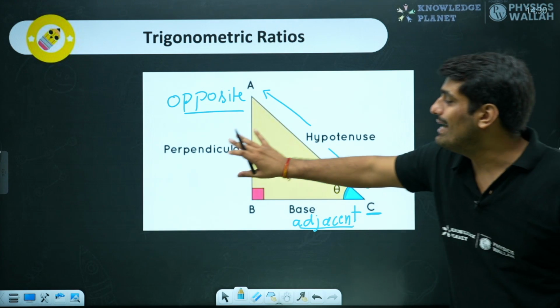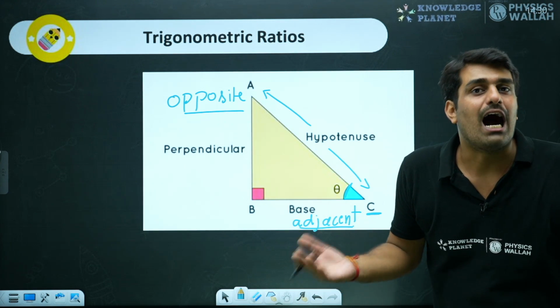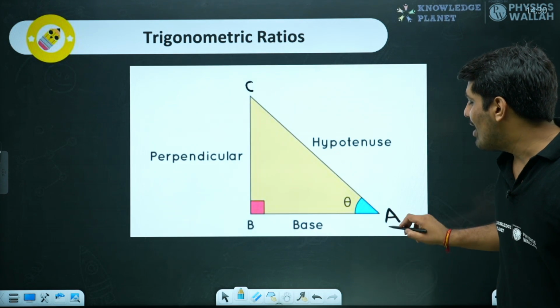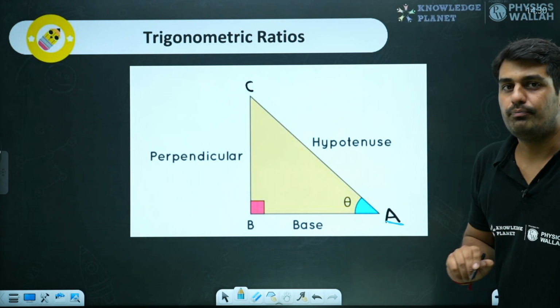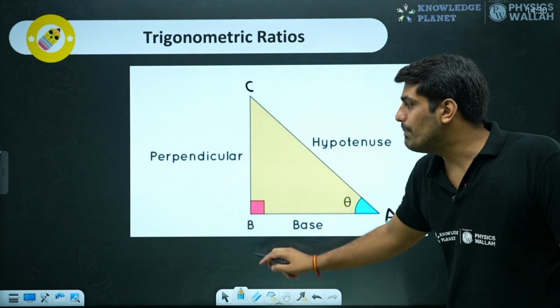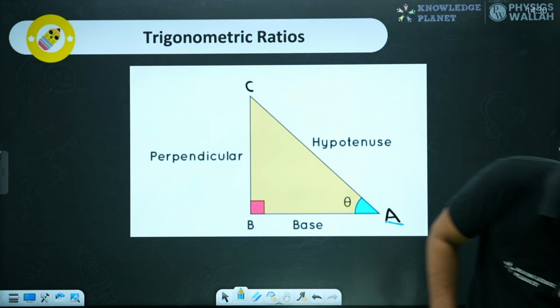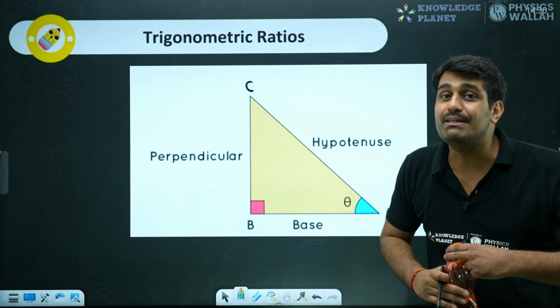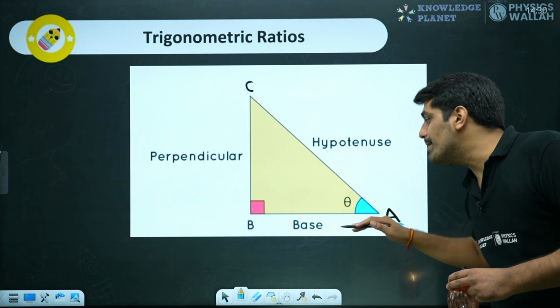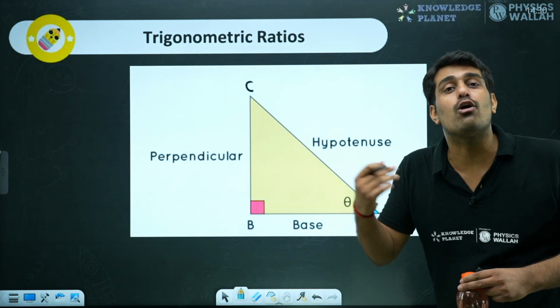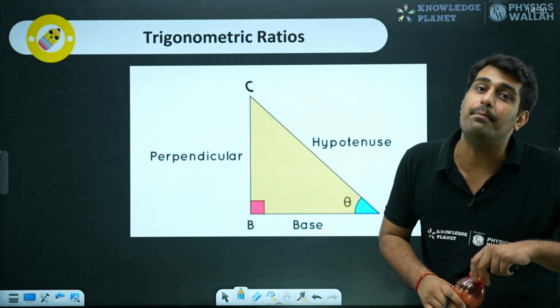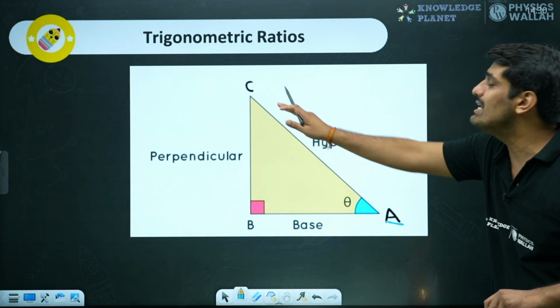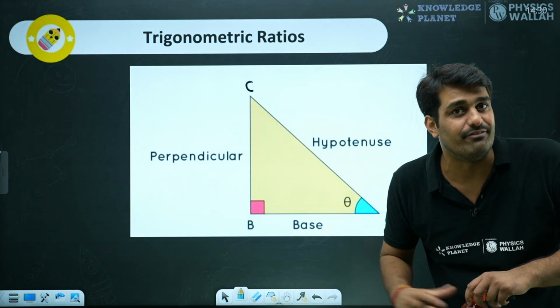Now this perpendicular and adjacent side might change. How? Look over here. Now I am standing at point A. Look at the perpendicular. The perpendicular earlier was AB, now it is BC. So what changed? The viewing point has changed. According to the viewing point, the perpendicular and base will be named. But the hypotenuse remains constant, which is AC.